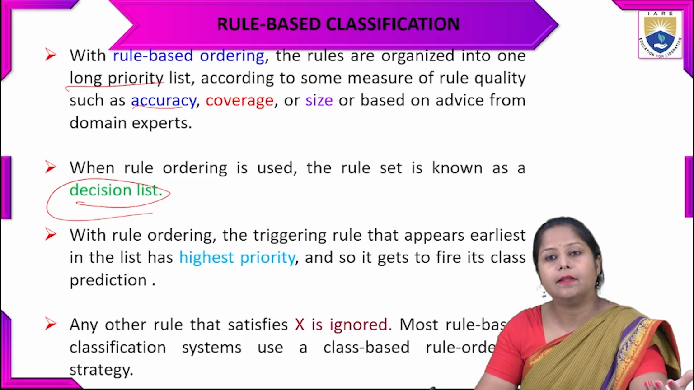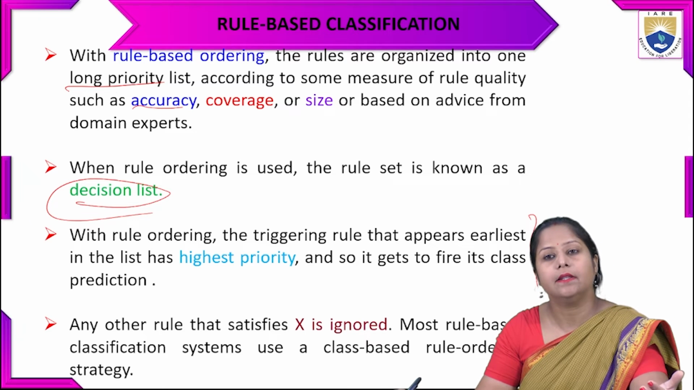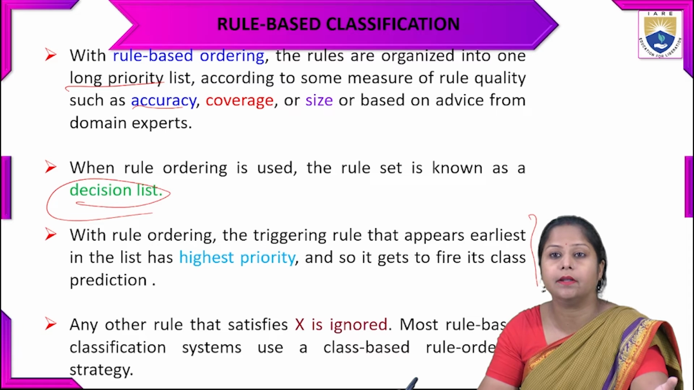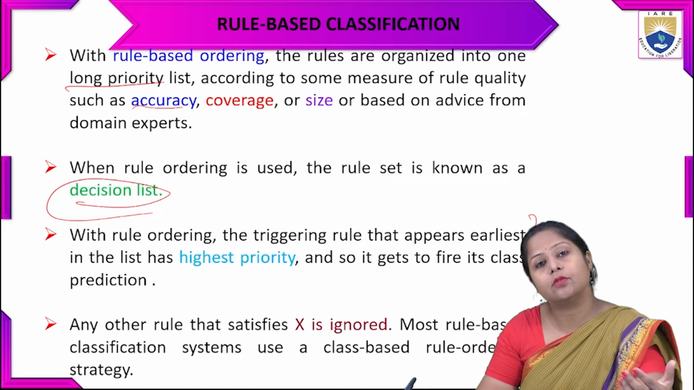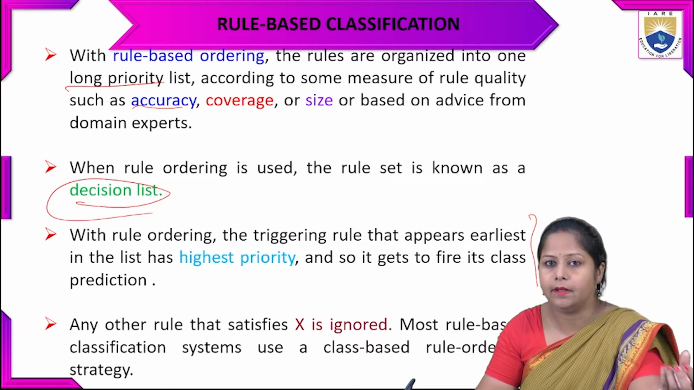With rule ordering, the triggering rule that will be taken is the one earliest in the list. That rule has the highest priority, and so it is going to make the prediction for that particular class label. So the first, highest-priority rule is going to classify that particular class label.